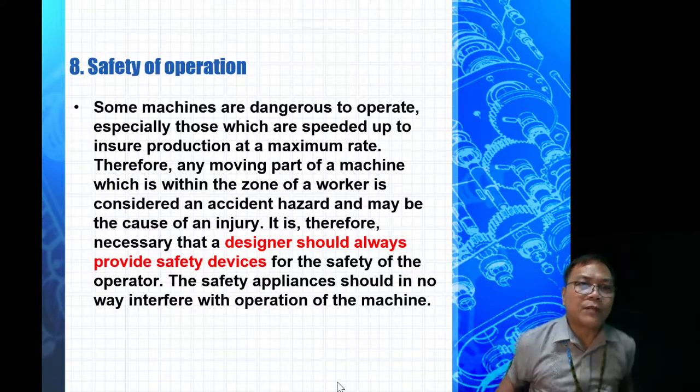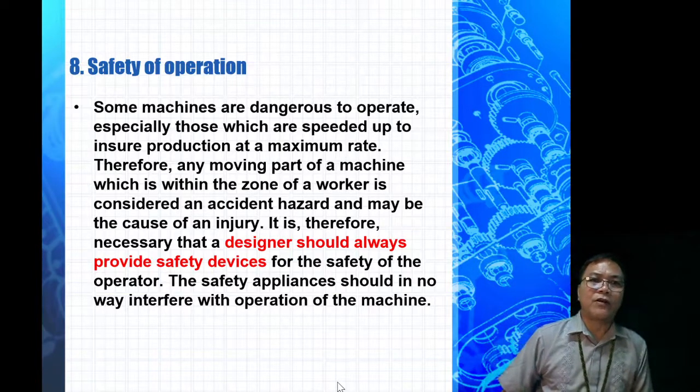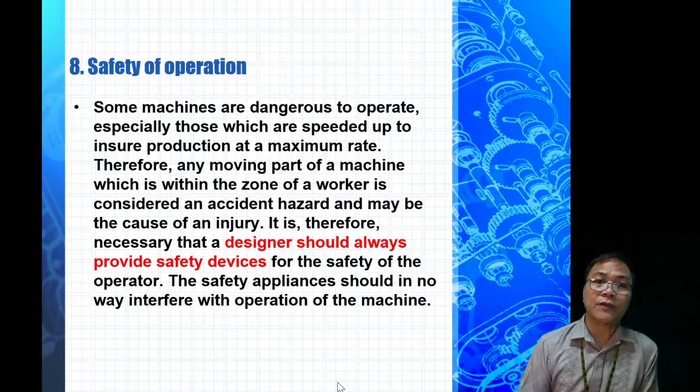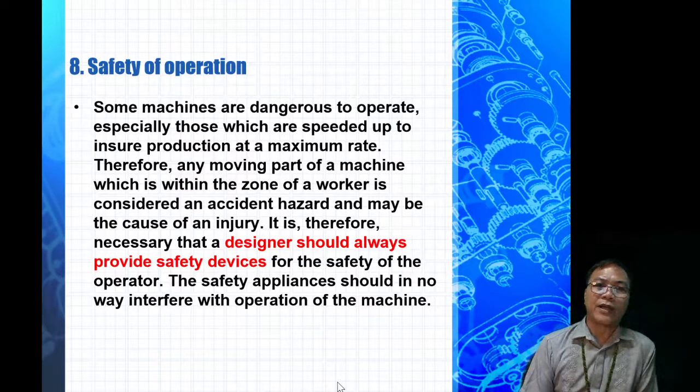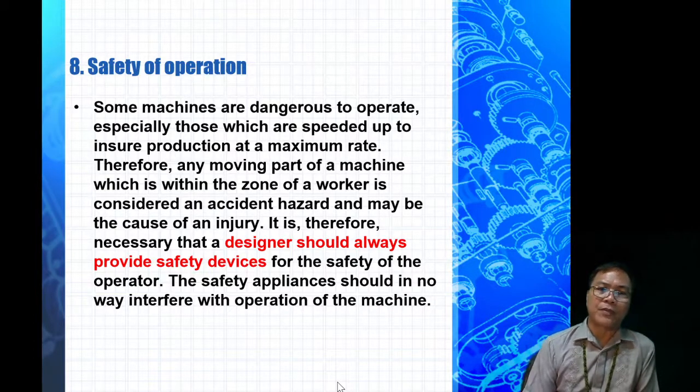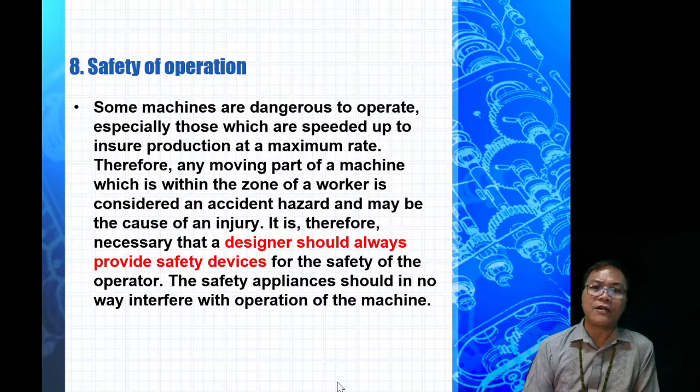Okay, number 8 is the safety of operation, no? Some machines are dangerous to operate, especially those which are speeded up to ensure production of a maximum rate. Therefore, any moving parts of a machine which is within the zone of a worker is considered an accident hazard and may be cause for an injury. So it is therefore necessary that a designer should always provide safety devices for the safety of the operator. The safety appliances should in no way interfere with operation of the machine.